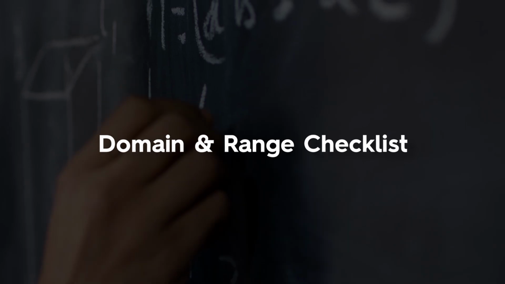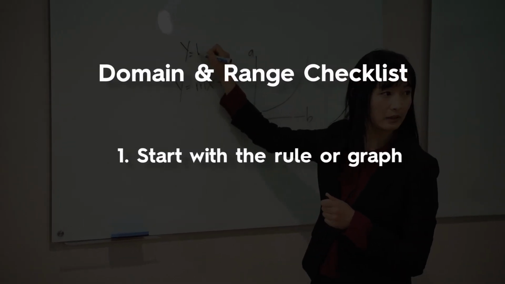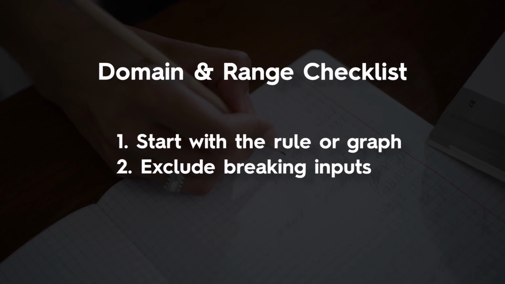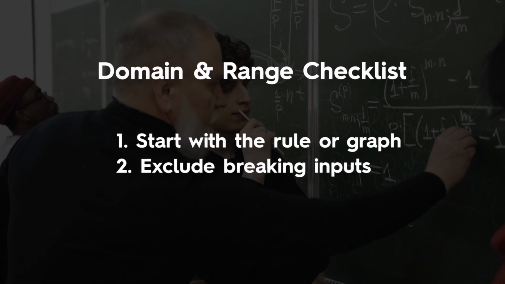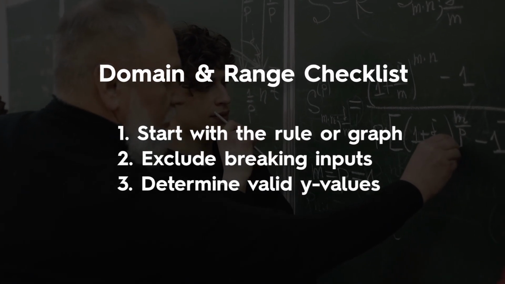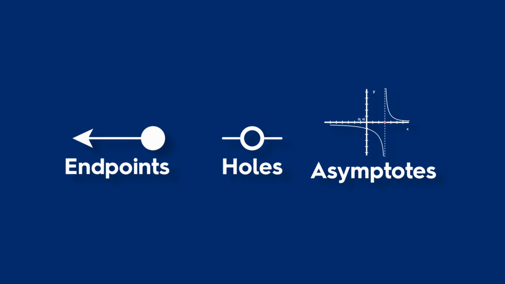Here's a quick checklist to keep it simple. 1. Start with the rule or graph. 2. Exclude inputs that break the math, like division by 0 or negatives inside even roots. 3. Determine which y values actually occur. Watch for holes, endpoints, and asymptotes.